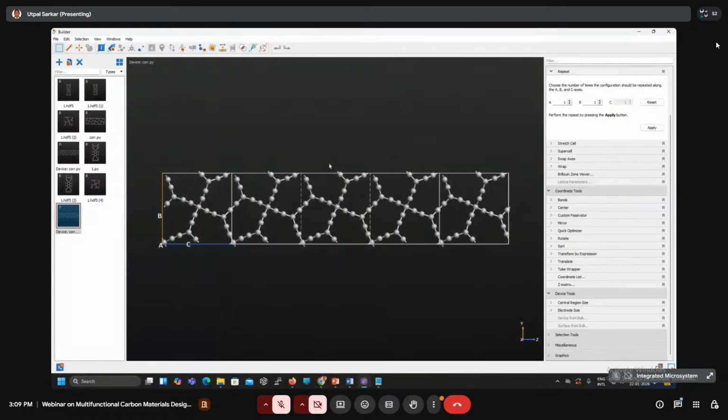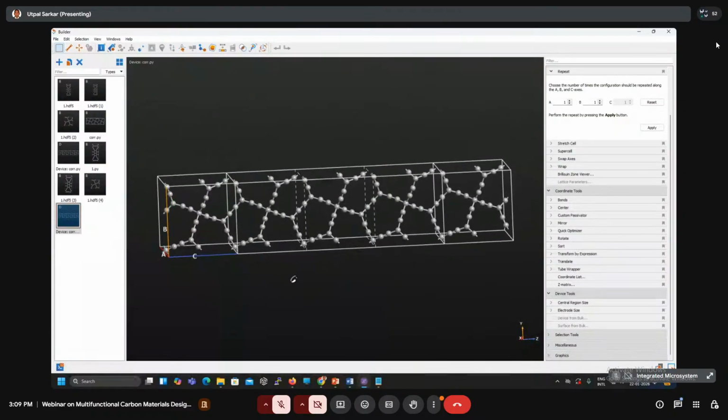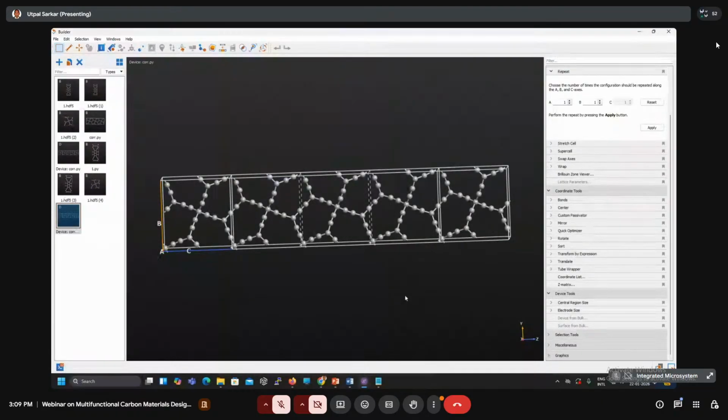Also for more detail, you can see the paper, and this is the left electrode, and this is the right electrode, and this is the main scattering region, and this is the extended version of the left electrode, and this is the extension of the right electrode. So this is the device we have constructed from the optimized geometry of the unit cell. So for the device optimization, again you have to go for the energy convergence criteria.